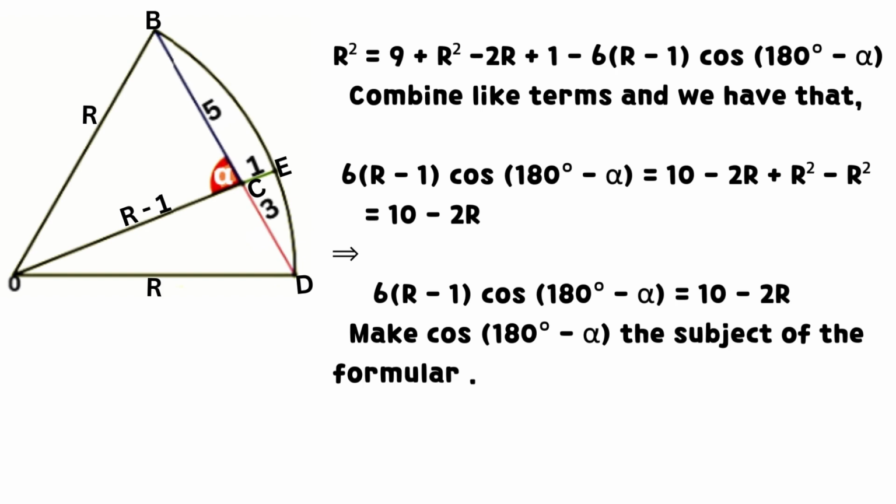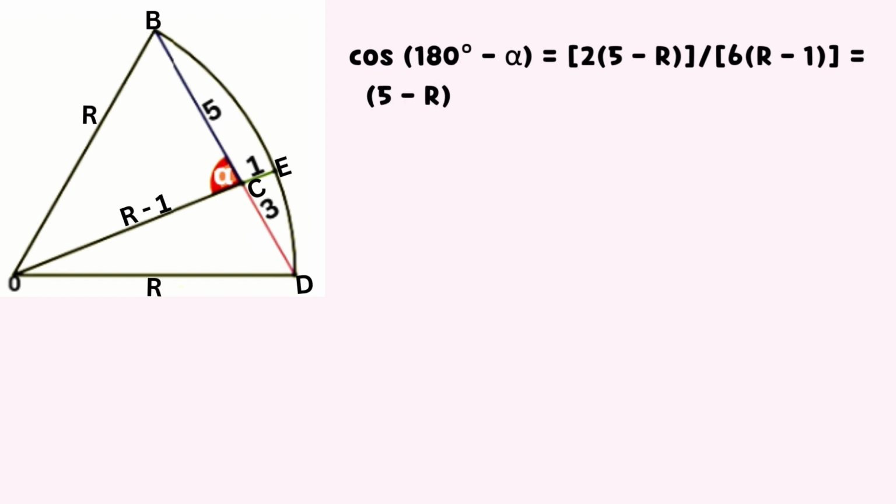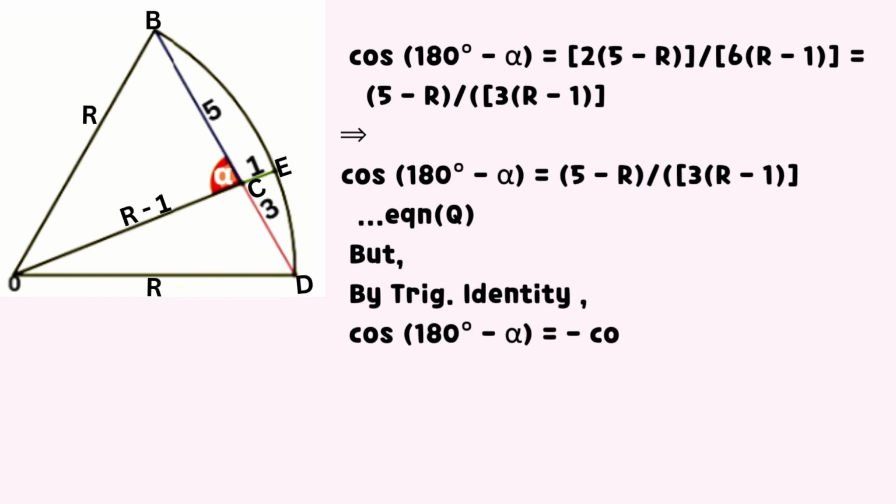Make cosine 180 degrees minus alpha the subject of the formula. Cosine 180 degrees minus alpha equals 2 times 5 minus R, all divided by 6 times R minus 1, which equals 5 minus R, all divided by 3 times R minus 1. This implies that cosine 180 degrees minus alpha equals 5 minus R, all divided by the product of 3 and R minus 1. We call it equation 2.